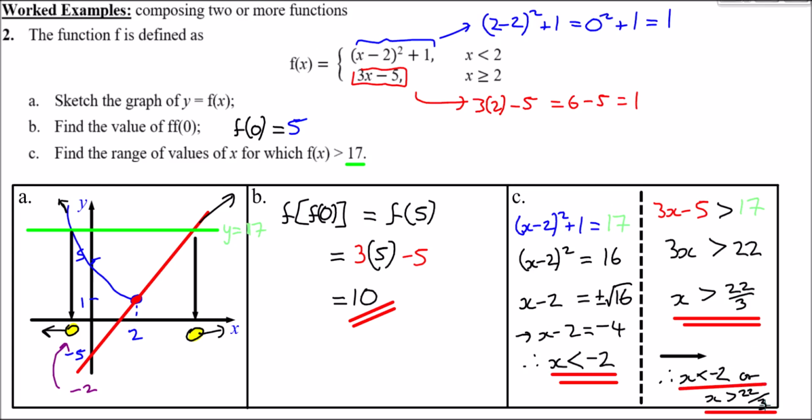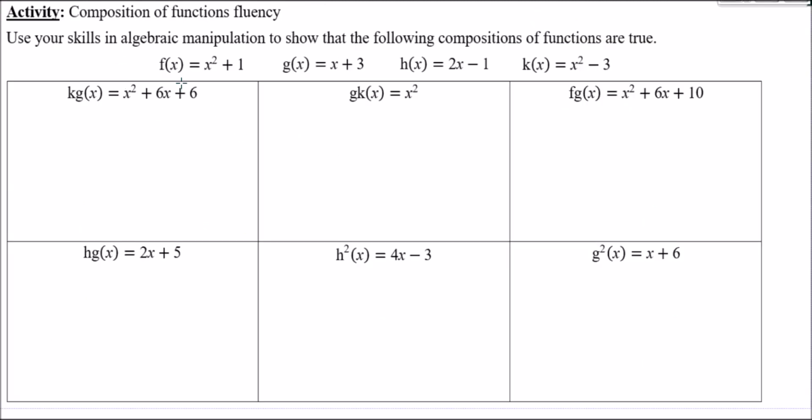Now, it's probably a good idea for you to try some of these independently, just to build on your fluency with how to compose compound functions. So here's an activity which we've put together for you. There's 6 different composites here to try, and there's 4 different functions which the composites are going to be defined upon. So f of x is x squared plus 1, g of x is x plus 3, h of x is 2x minus 1, and k of x is x squared minus 3. You're given what these composites actually should equal. It's your job to compute these manually and show that each one is indeed what it says it is.